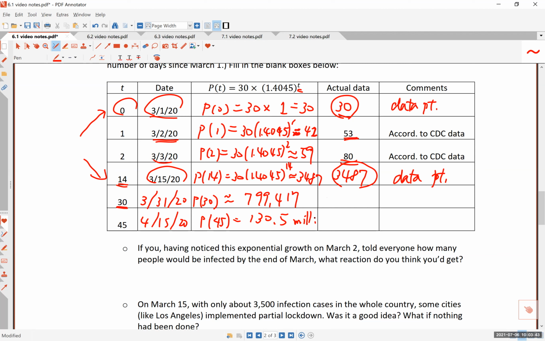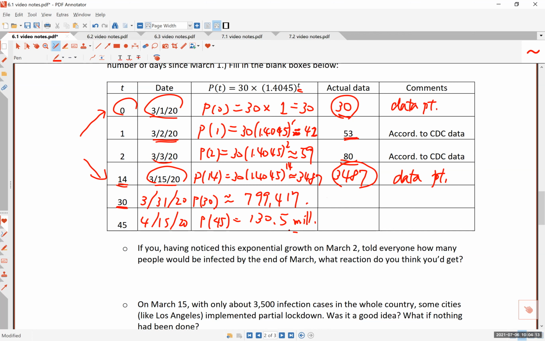All right, now these are the values predicted by the model, assuming that nothing is going to be taking place. If there's nothing to inhibit or slow down the rapid growth of COVID-19 infection, theoretically, these are the numbers we would see on March 31st and April 15th. Well, we didn't see these huge numbers within such a short span of time.